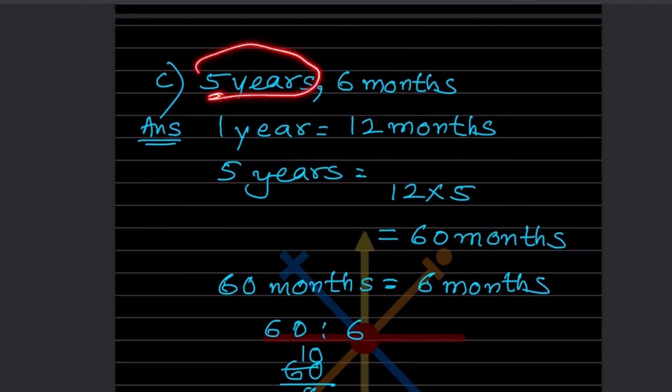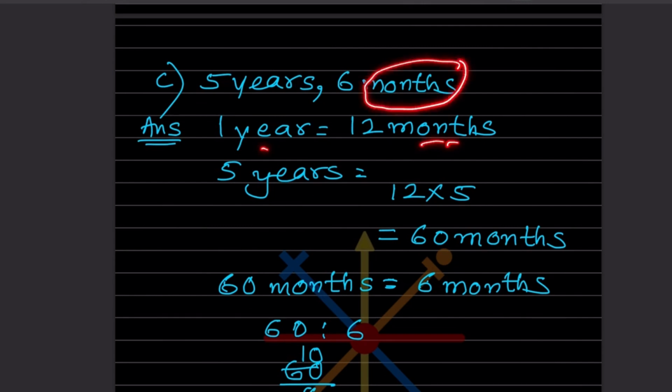Now the next says 5 years and 6 months. So we are going to change this first part. First you should know 1 year is 12 months, because we want this one in months. So 1 year is 12 months. So 5 years is how much? What are you going to do? We don't know, so again we are going to cross multiply.